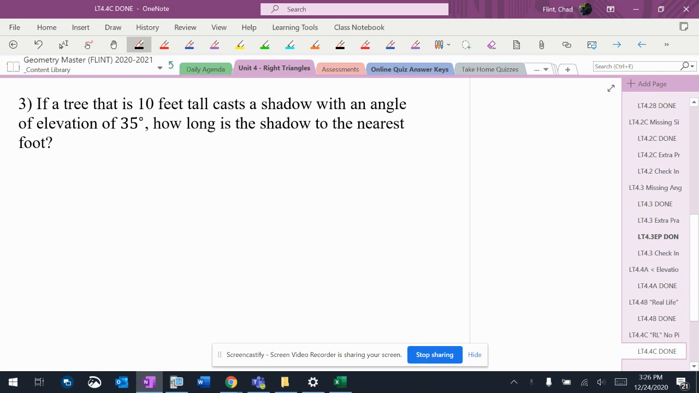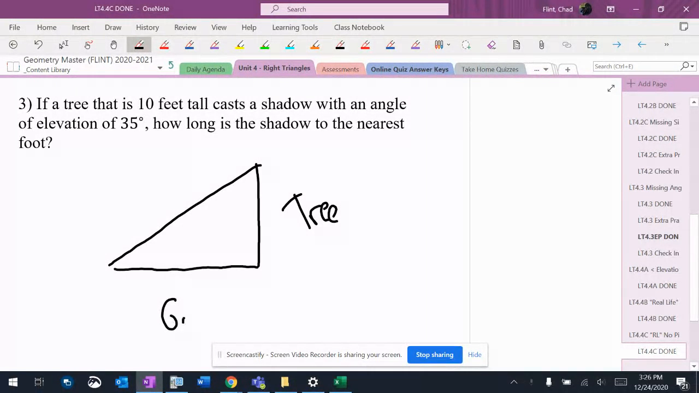Right, so I've got a tree casting a shadow. All right, now this is where we got to think. So if I got a tree standing straight up, I've got the ground, and then I've got this. Now, what tends to happen with these problems is people are like, all right, well, this is the tree, this is the ground, and then they try to put the shadow over here.